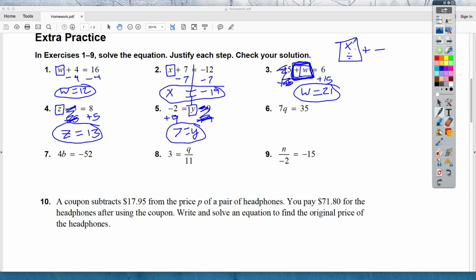Now we're inside the box, and we do the opposite of whatever it says to get rid of that. Right now it says 7 times Q. Well, 7 times Q, the opposite would be divided by. We do it to both sides, always both sides. And we see here we've got factors on top. The 7 and the Q are both factors. They're times. If there's a factor on top and bottom, they're common. We can get rid of it. It's the same thing as 1. So that leaves us with just Q equals 35 divided by 7 is 6.